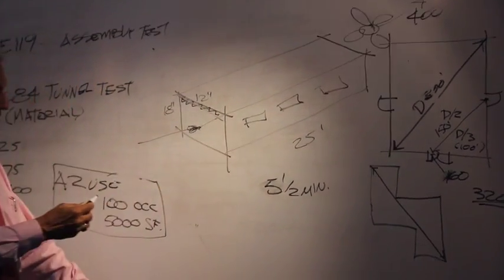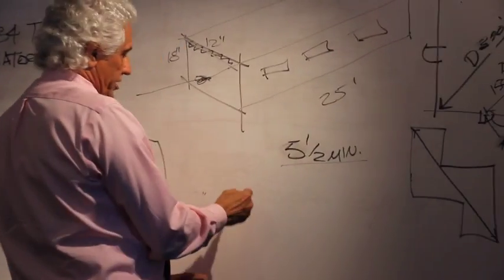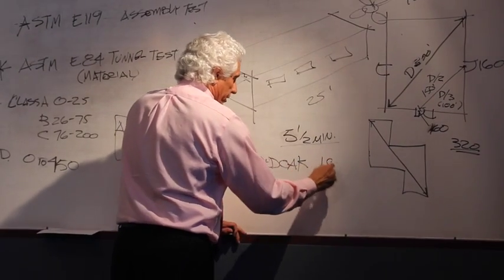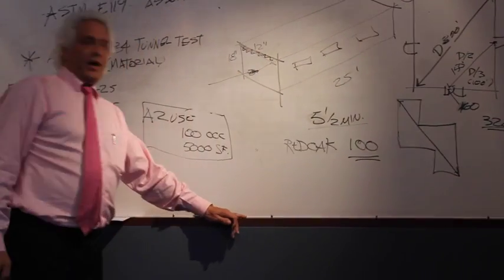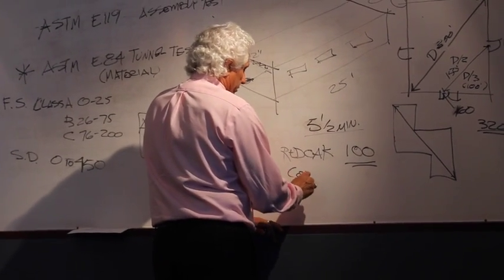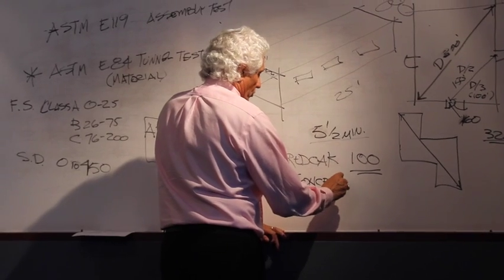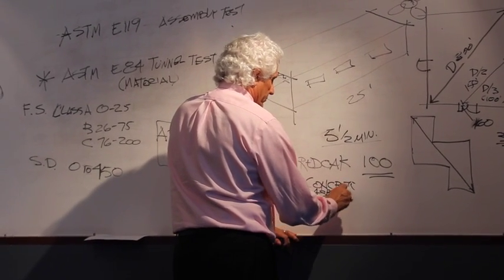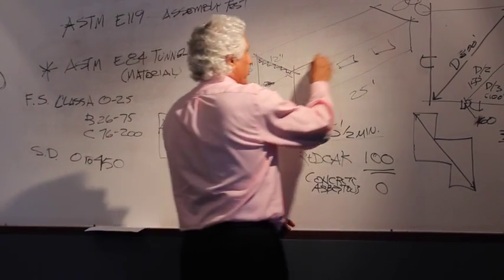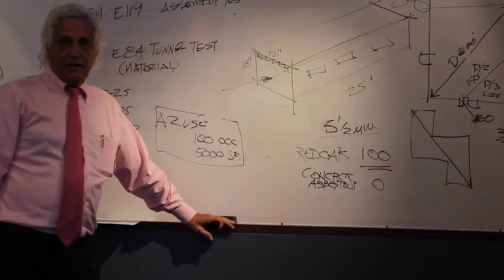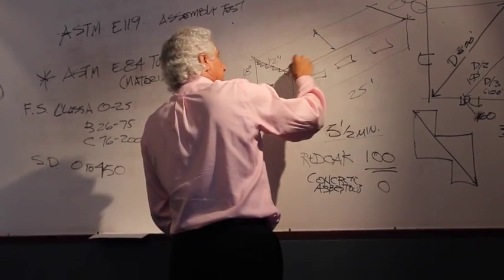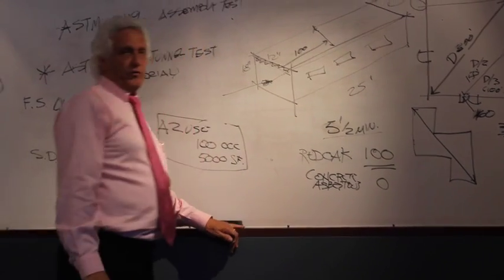The tunnel test is based on 5.5 minutes, and what they use as a benchmark is red oak, which they arbitrarily assign a value of 100. They couldn't assign anything else. They had determined that concrete or asbestos is 0. So they're from 0 to 100, where the red oak burned for a full 25 feet, and they gave that 100. I'm sorry, it burned to 5.5 inches, and they measured that as equivalent to 100 as a ratio.